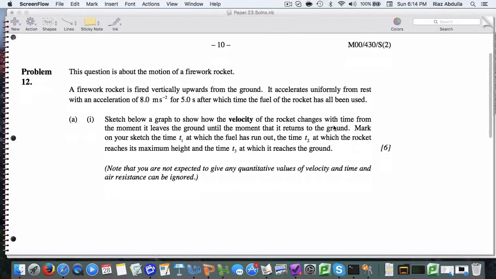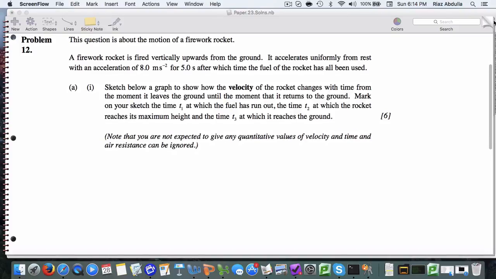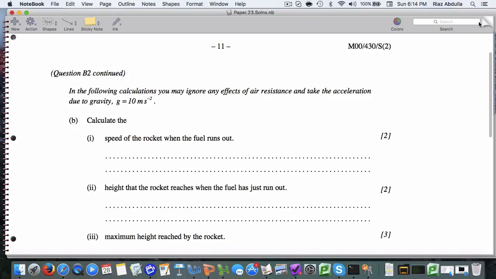All right, we have a rocket question. And when I skim through this, all of this looks like motion. There's not a single thing related to force here.